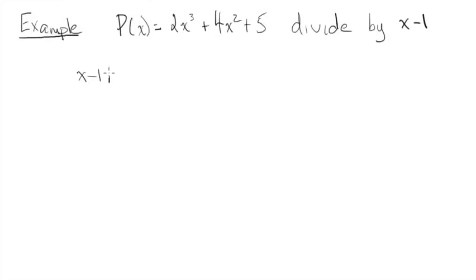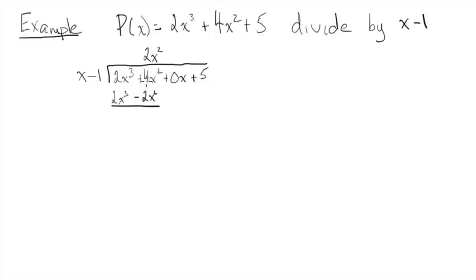So x minus 1 divides 2x cubed plus 4x squared. I don't have an x term, so we've got to put in a 0x plus 5. So now what multiplies x to give you 2x cubed? And the answer would be 2x squared. 2x squared times x, obviously 2x cubed, we just said that. 2x squared times minus 1, minus 2x squared. Now we're going to subtract.